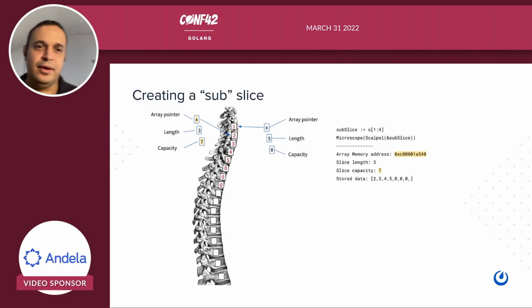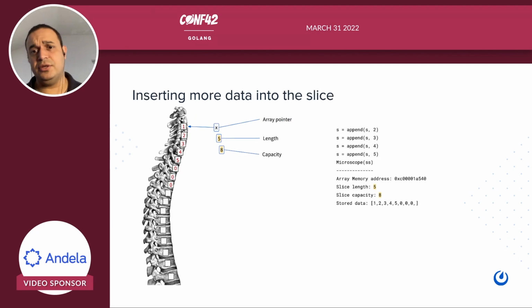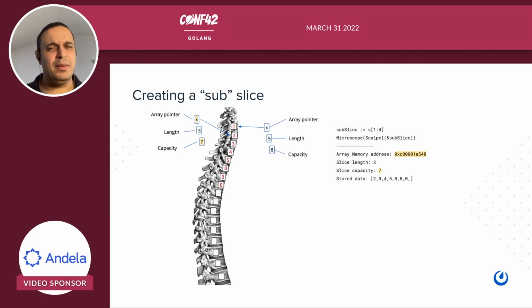Okay, what happens if I create a subslice? A subslice is just a slice of a slice. In this case, I'm creating a subslice from position 1 to position 4. What is interesting here is the memory address. You can see that the memory address here is C00001A540. And here the memory address is C00001A548.